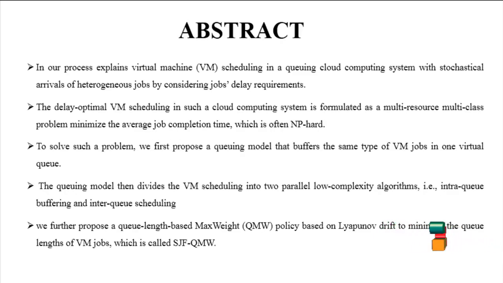In our process, we explain virtual machine scheduling in a queuing cloud computing system with stochastic arrivals of heterogeneous jobs by considering jobs' delay requirements. The delay optimal virtual machine scheduling in such a cloud computing system is formulated as a multi-resource, multi-class problem to minimize the average job completion time, which is often NP-hard.